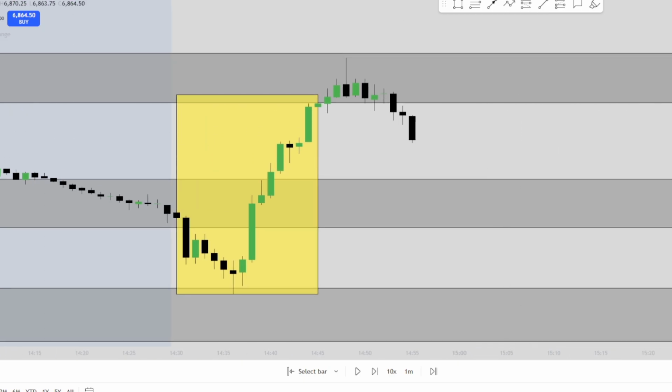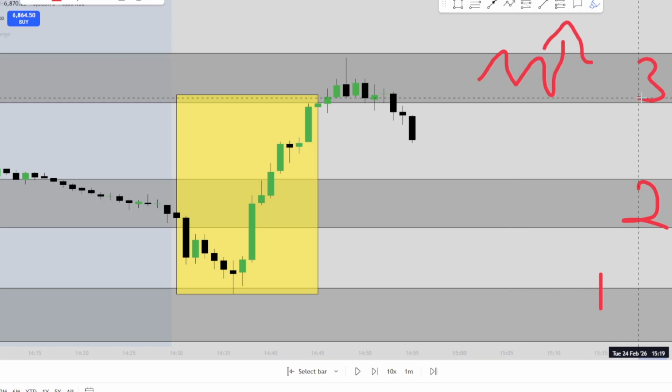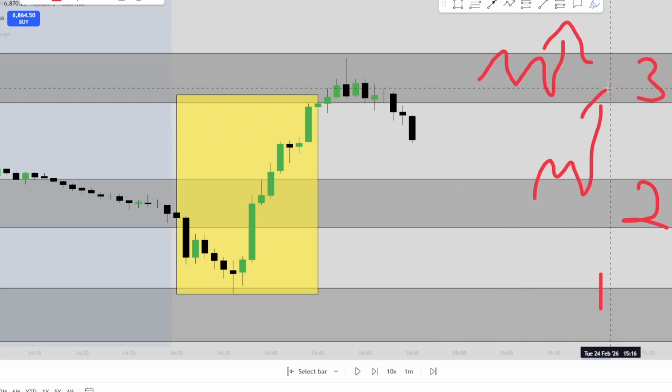Now we're looking at key level 1 and key level 2. If this is 1, this is 2. We're looking to take a trade off, and this is 3. We're looking to take a trade off ideally 2 or 3.